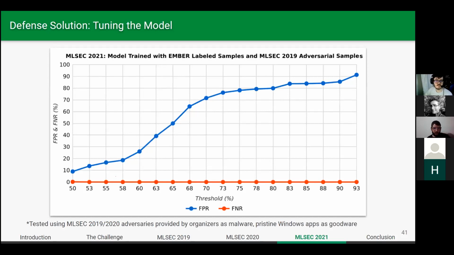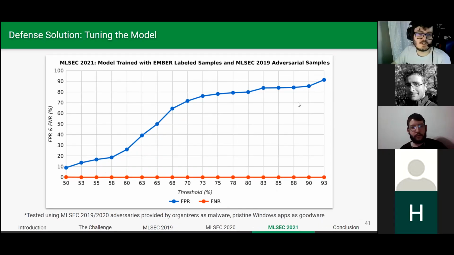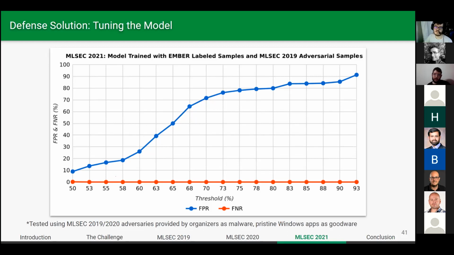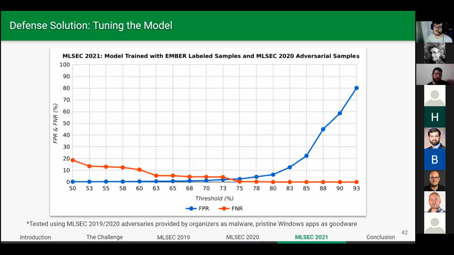In the second dataset, when we use the MLSEC 2019 adversarial samples, almost everything is considered malware. So the more we increase the threshold, the more the false positive rate increases. So it was not the ideal solution for the challenge, and we did not consider this model and this dataset to train our model.